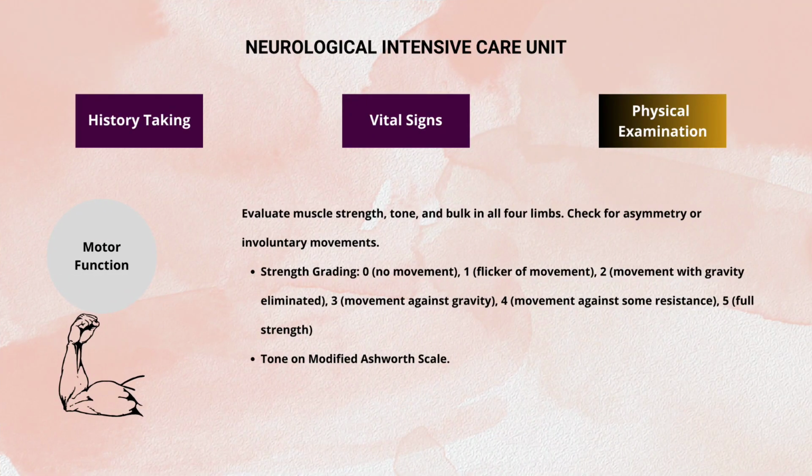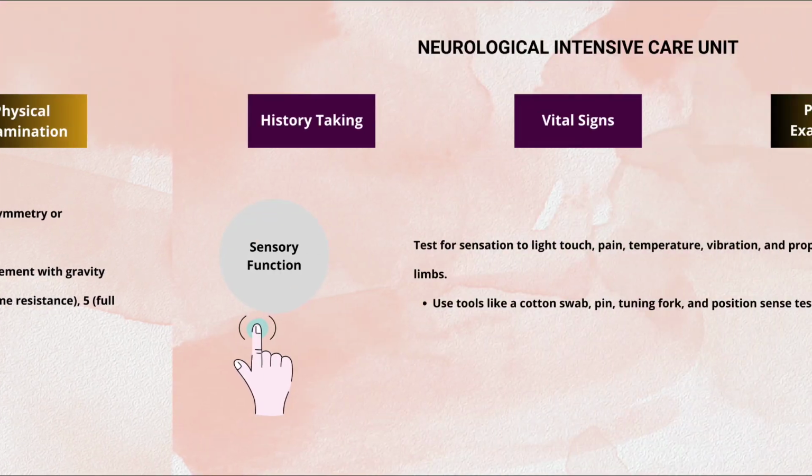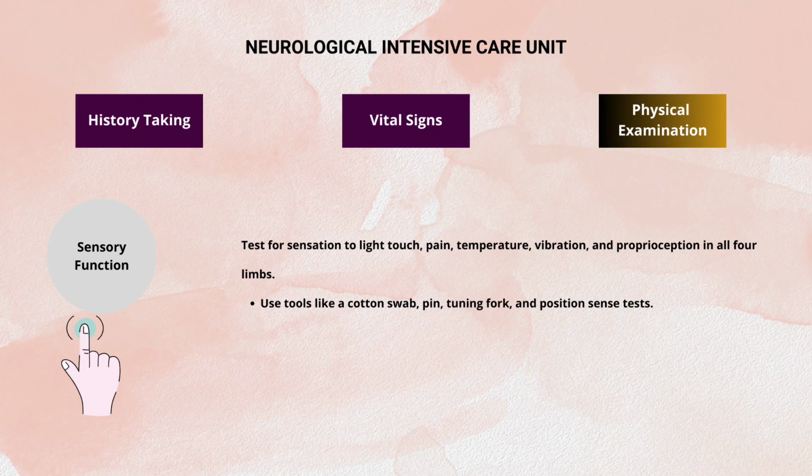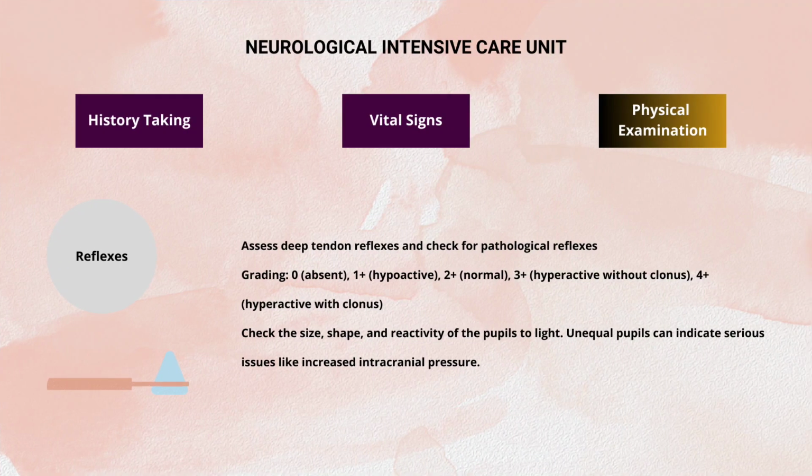Evaluate muscle strength, tone, and muscle bulk in all 4 limbs. Check for asymmetry or involuntary movements. Test for sensory function, including light touch, pain, temperature, vibration, and proprioception. Assess deep tendon reflexes and check for pathological reflexes, that is Babinski sign.